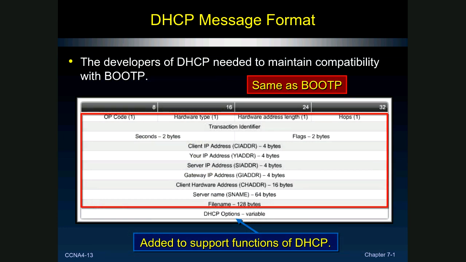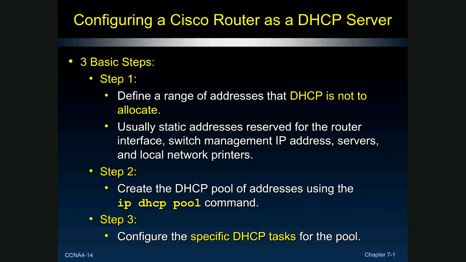So this is in the little packet of information that's sent. This is the information that's sent back and forth. It tells us what's the client IP address, what's the server IP address, what are the options. So we can tell things like, oh, what's the DNS name, what's the Windows Internet Name Service name. We can add all these extra functions. So it's very flexible.